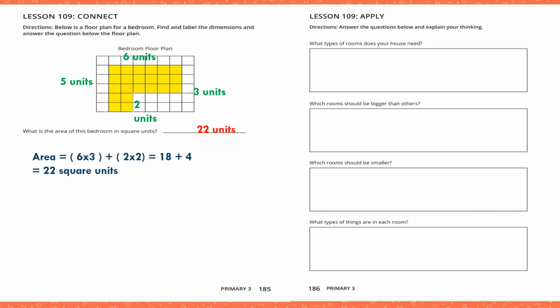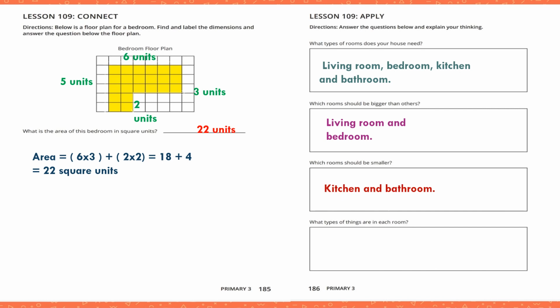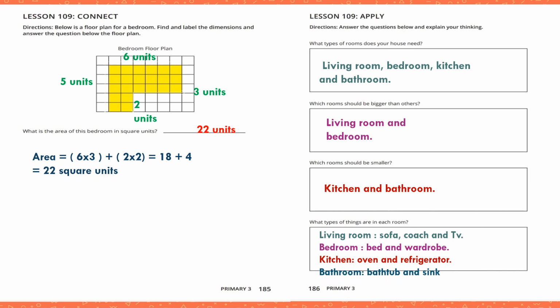What type of rooms does your house need? Living room, bedroom, kitchen and bathroom. Which rooms should be bigger than the others? Living room and bedroom. Which rooms should be smaller? Kitchen and bathroom. What types of things are in each room? Living room can have sofa, couch and TV. Bedroom can have bed and wardrobe. Kitchen can have oven and refrigerator. And bathroom can have bathtub and sink.